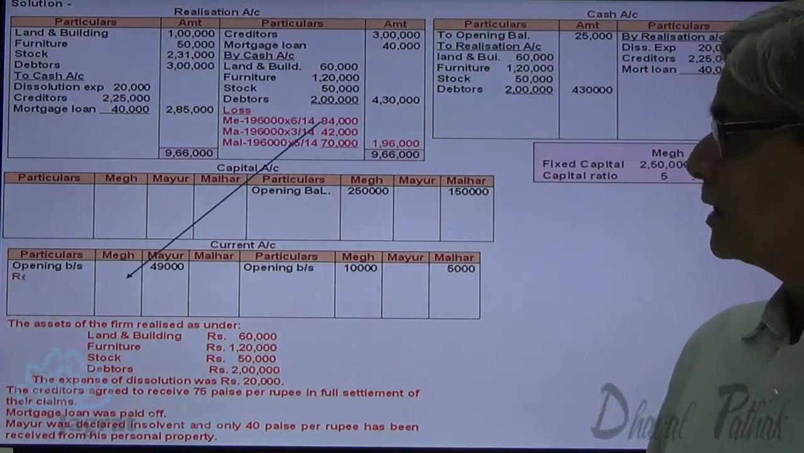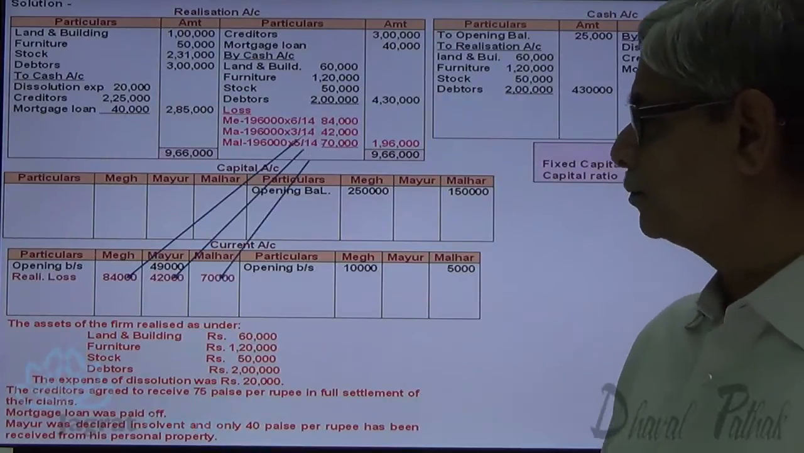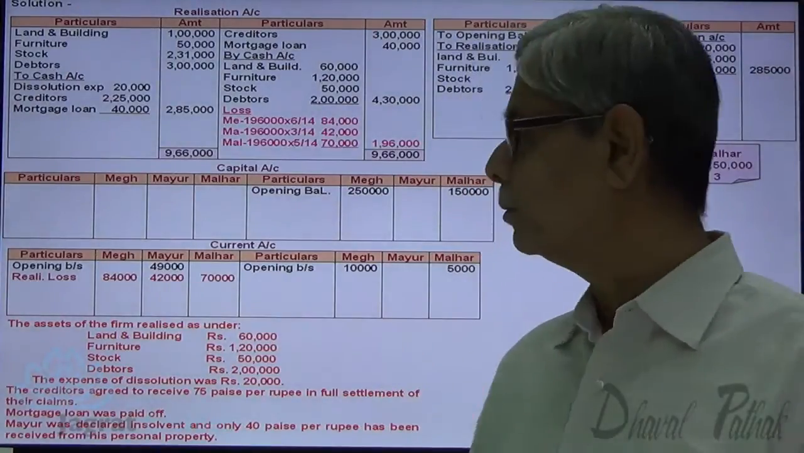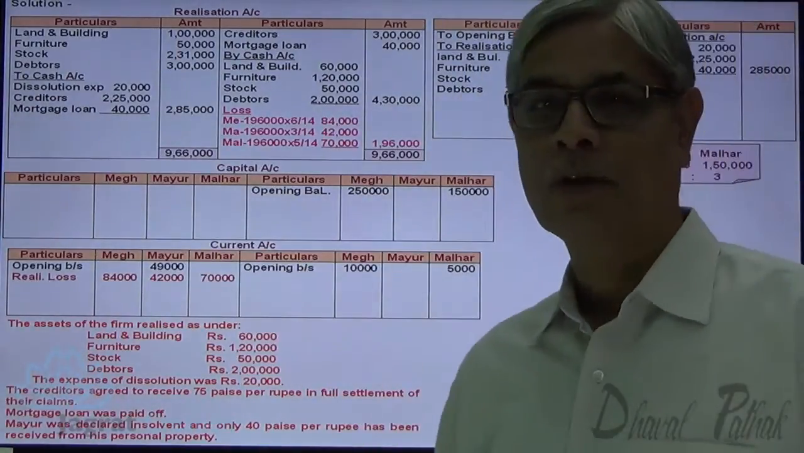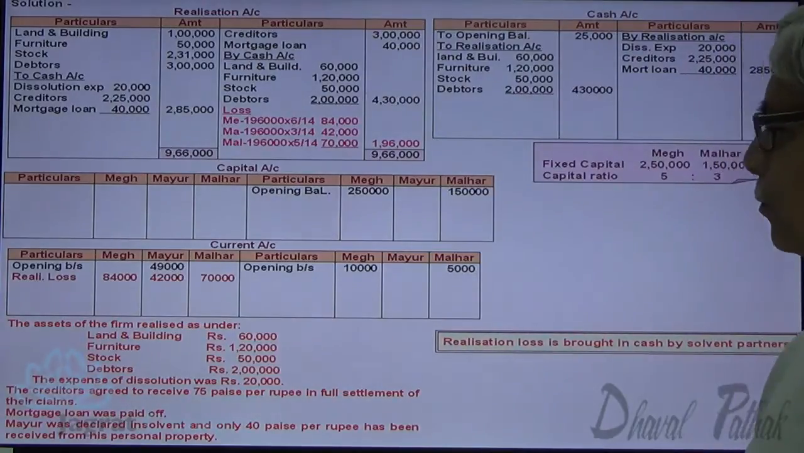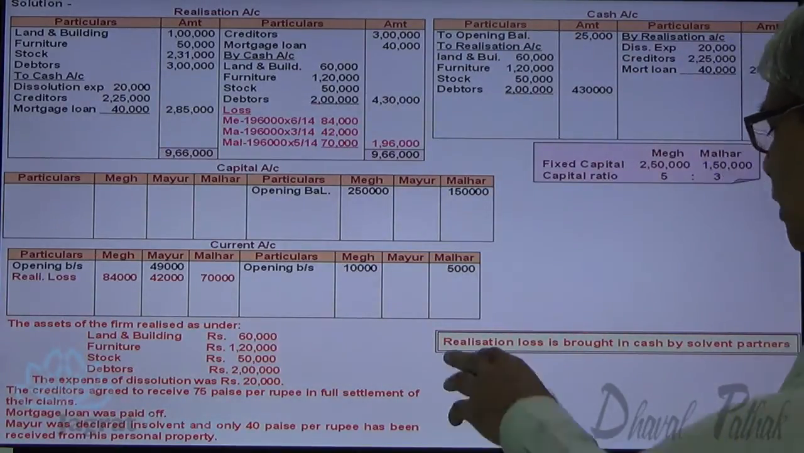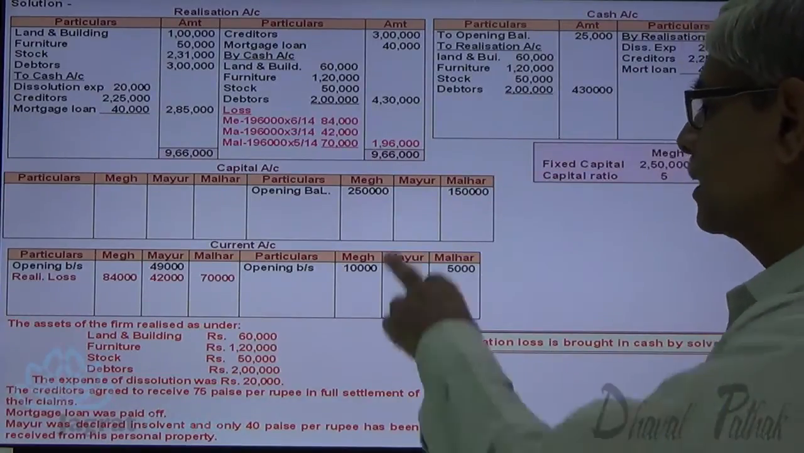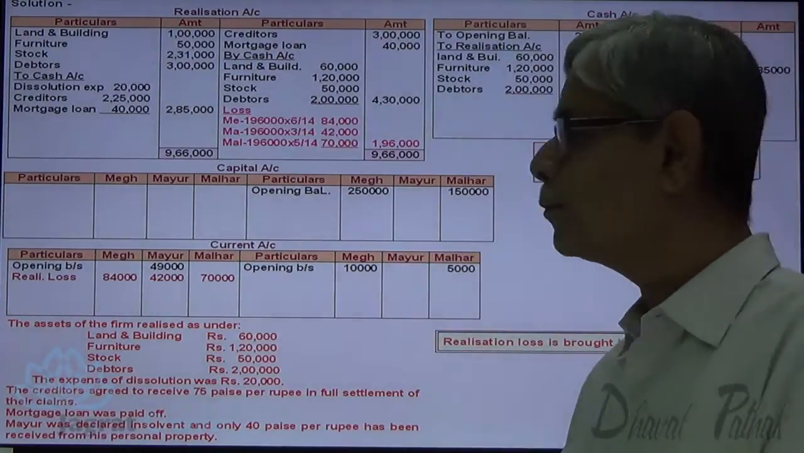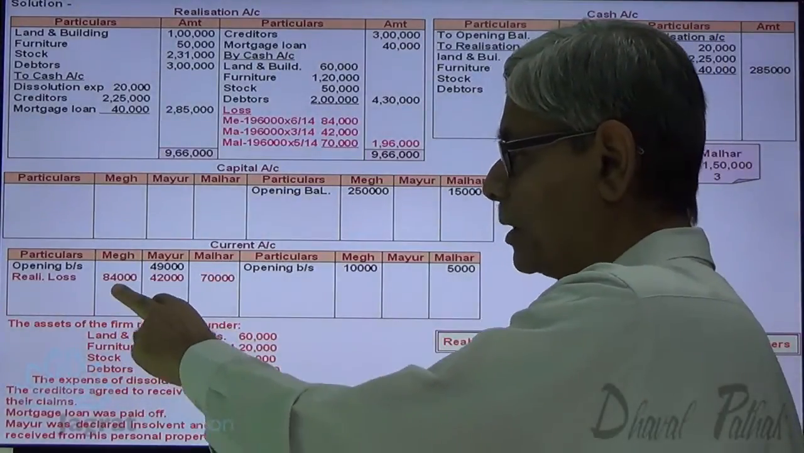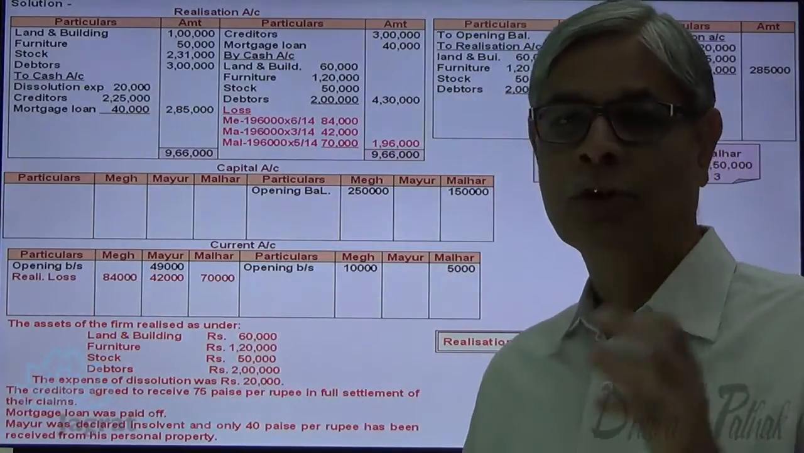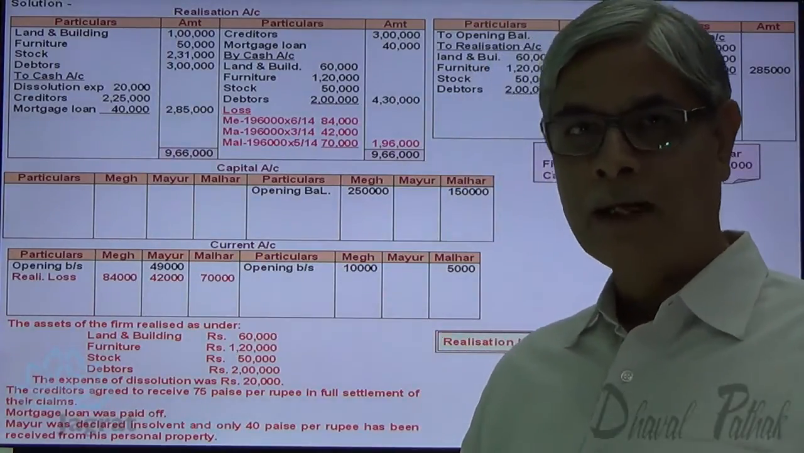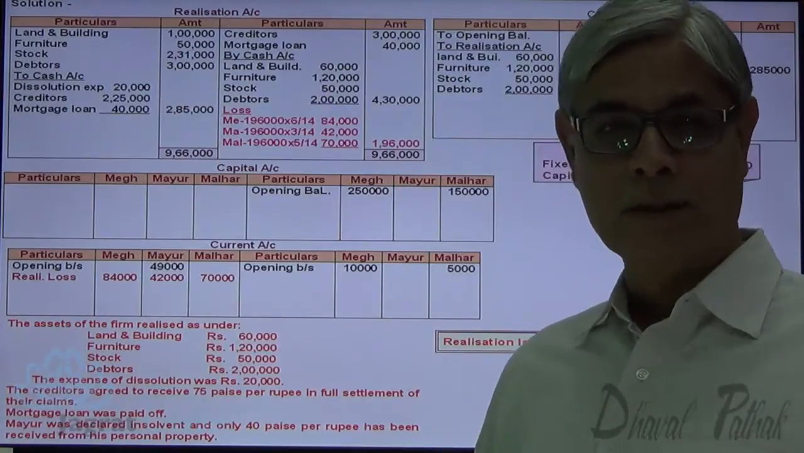Now these losses are debited to the partners' current accounts, and then the current account balance will ultimately be transferred to the fixed capital account. So this loss is debited to current account. Now, realization loss has to be brought in cash. Who are the solvent partners? Meg and Malhar are the solvent partners. Their share in the realization loss is 84,000 and 70,000. That much amount they have to bring in cash. This is what is suggested by the decision of Garner versus Murray.